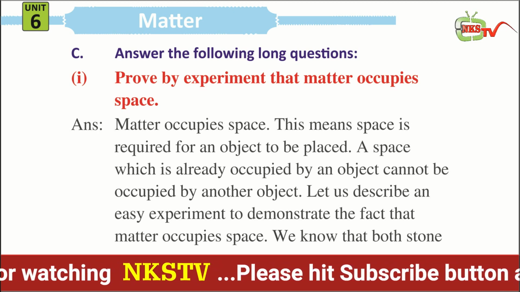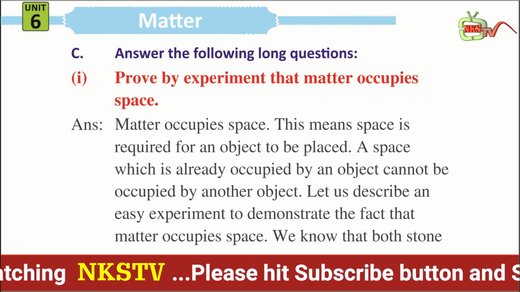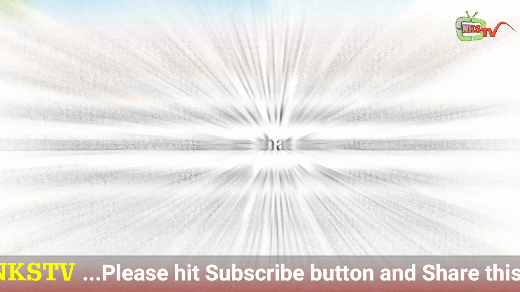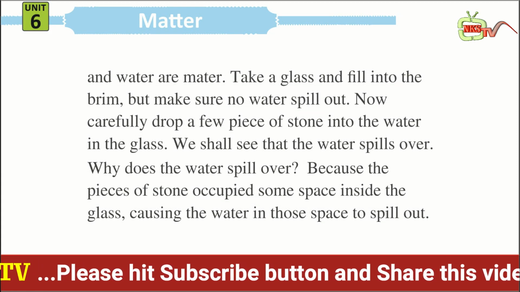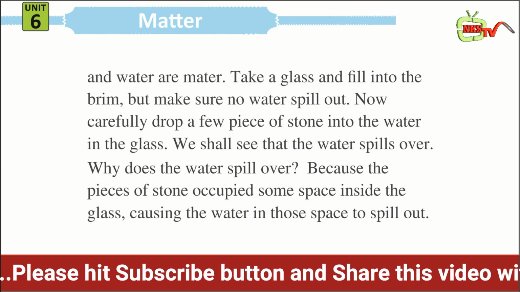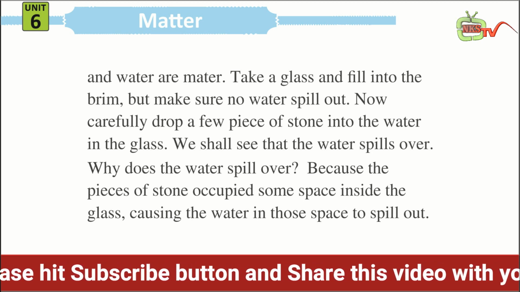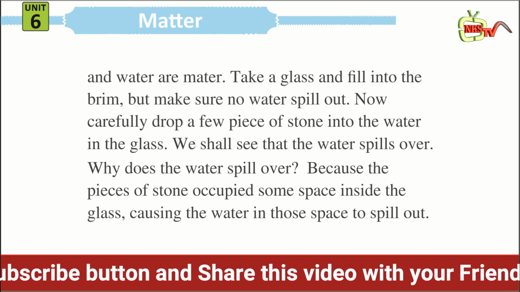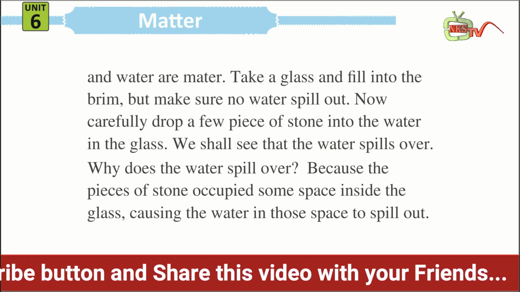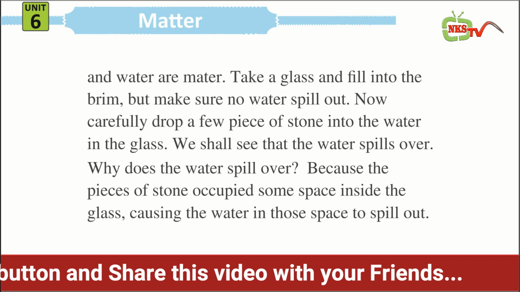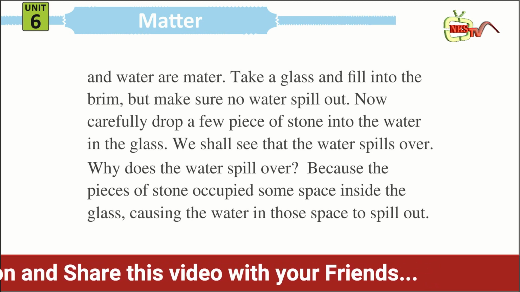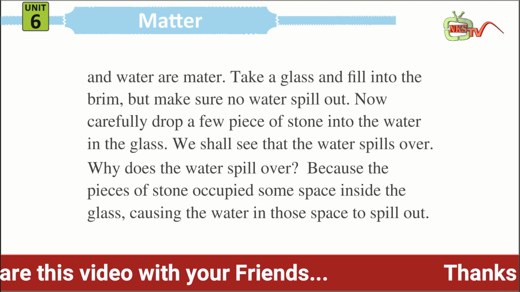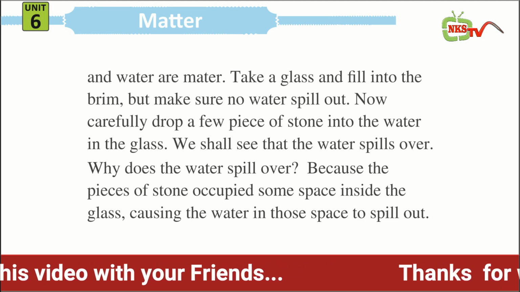Let us describe an easy experiment to demonstrate the fact that matter occupies space. We know that both stone and water are matter. Take a glass and fill it to the brim, but make sure no water spills out. Now carefully drop a few pieces of stone into the water in the glass. We shall see that the water spills over. Why does the water spill over? Because the pieces of stone occupied some space inside the glass, causing the water in those spaces to spill out.